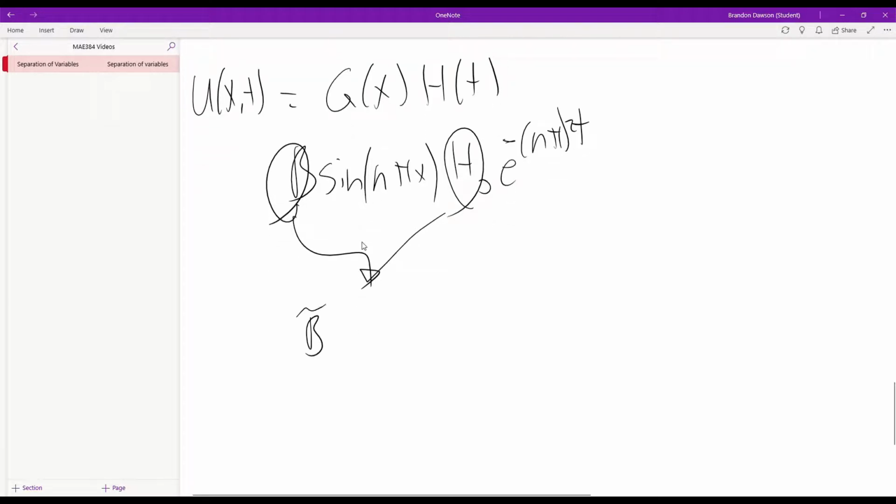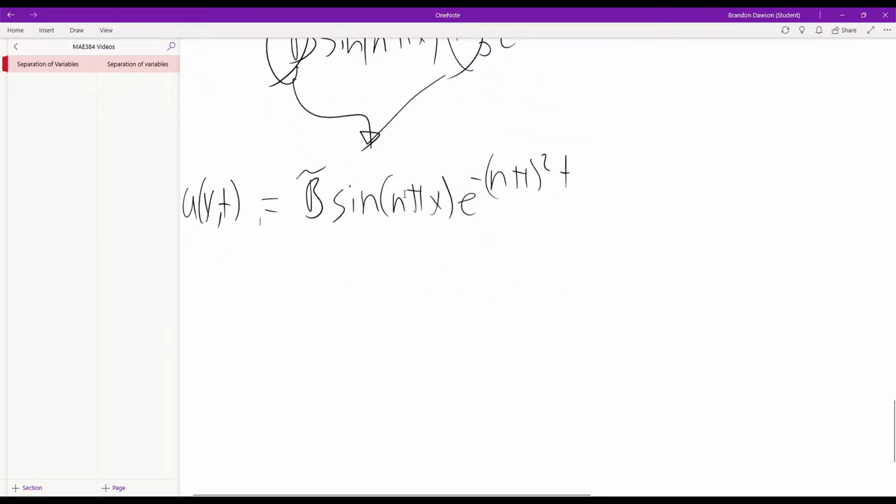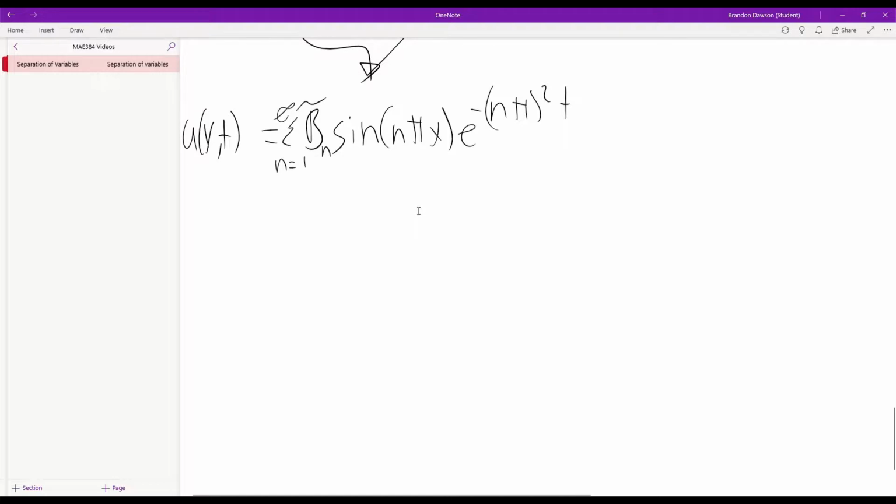I'm just going to call it b tilde. And then we have this here. So, now that we have this value, we are left with two unknowns. We don't know exactly what values of n actually apply.